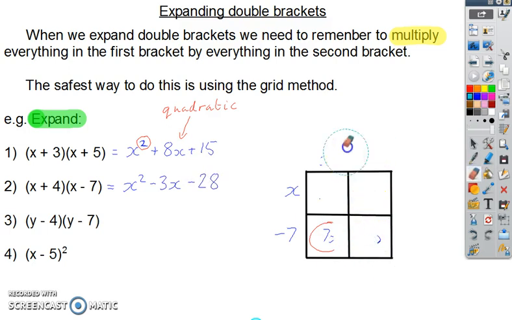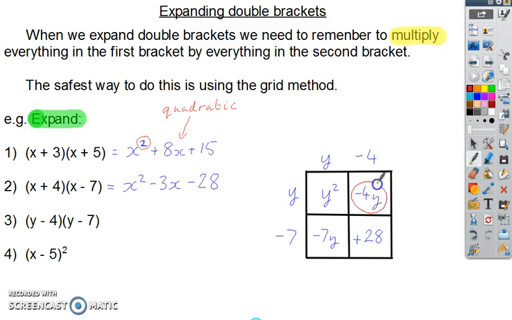Right then, question 3. We've got y minus 4 by y minus 7. So I'm going to write y minus 4 on top, y minus 7 down the side. Fill it in as per usual. y times y is y squared. y times negative 4 is negative 4y. Negative 7 times y is negative 7y. And negative 7 times negative 4, well, 7 times 4 is 28. Two negatives when we're multiplying together make a positive.